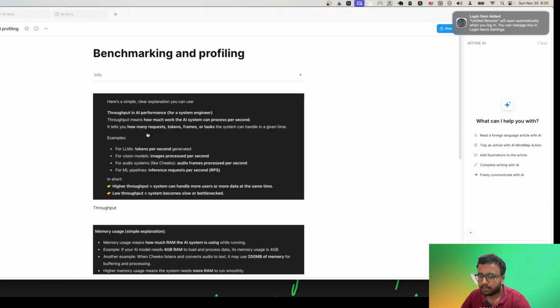Throughput in AI performance means how much the AI system can process per second. Let's say how many requests or tokens we measure for the AI model, or frames or tasks. If it is an audio model, how many audio frames are processed per second. For vision models, how many images are processed per second, and for LLMs, how many tokens per second.